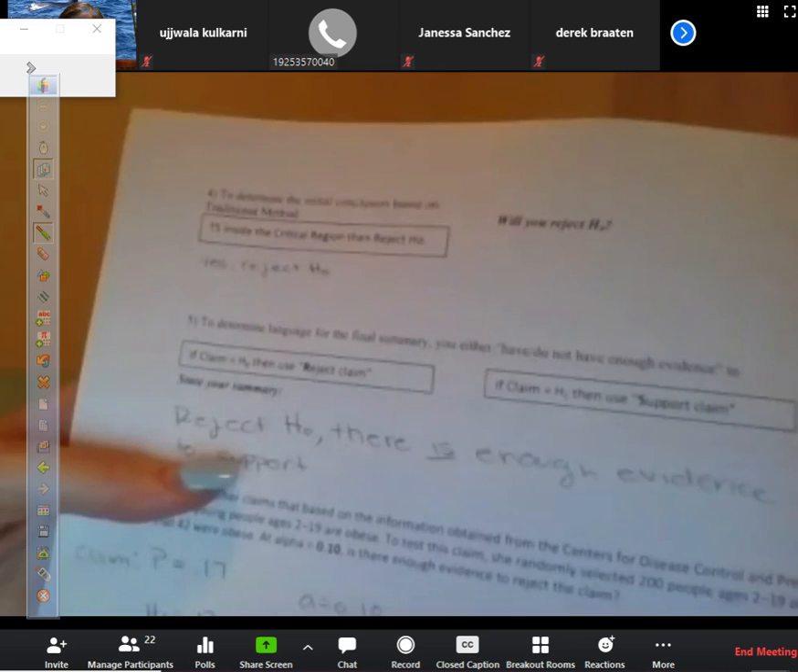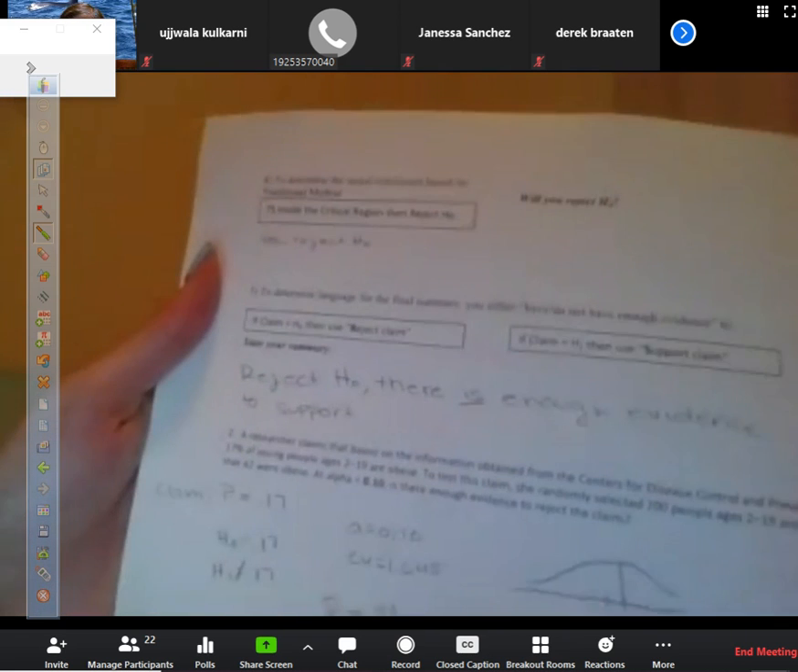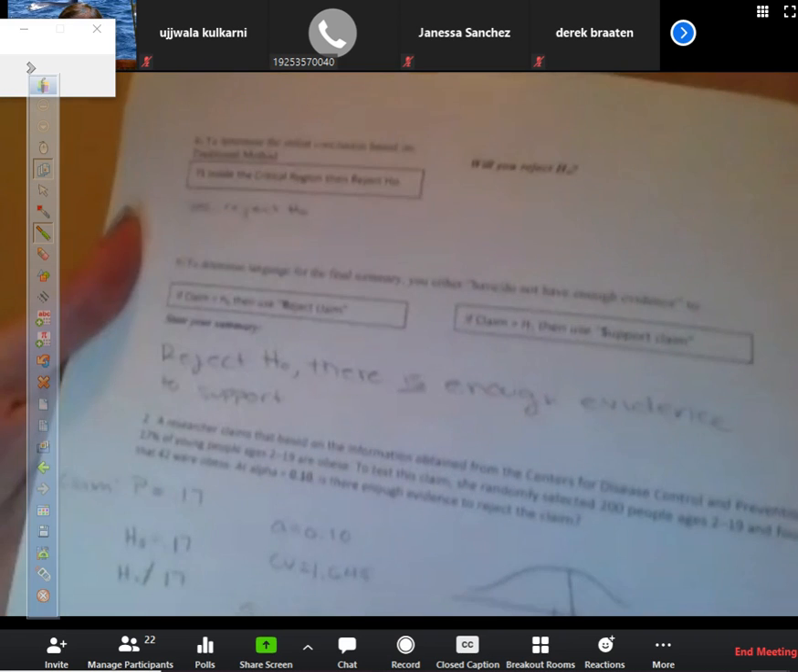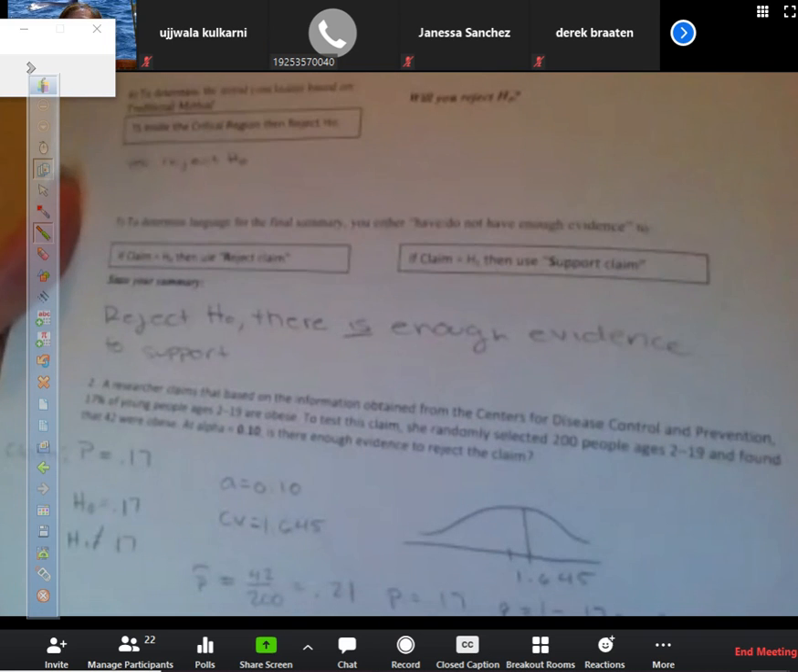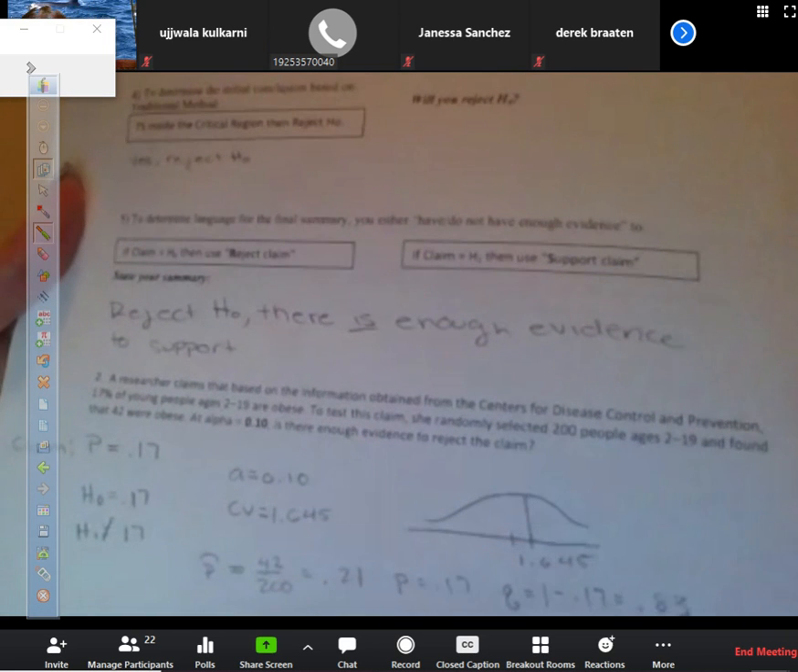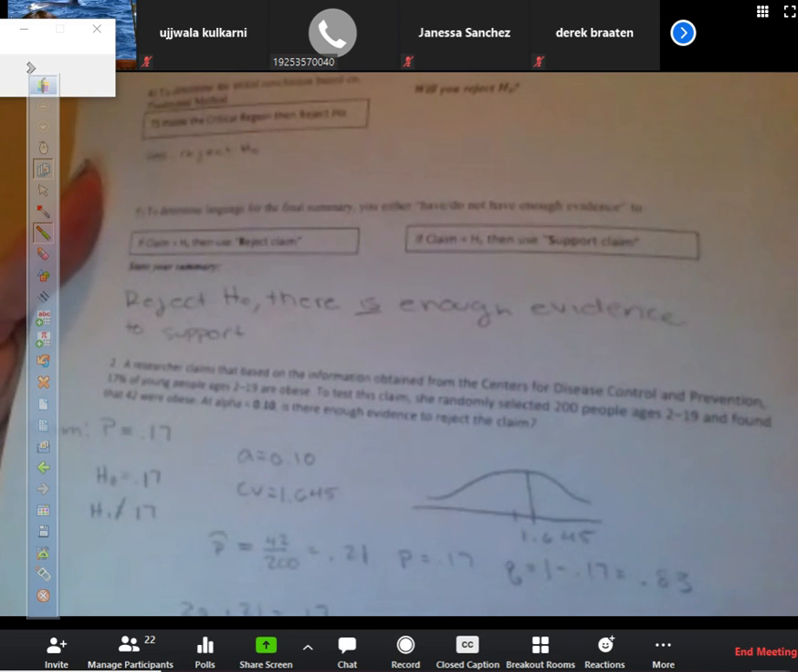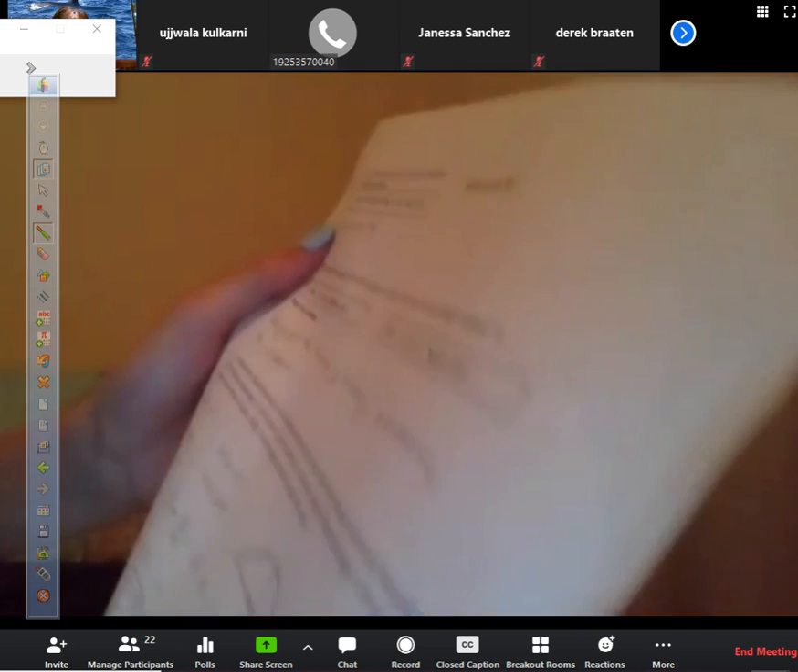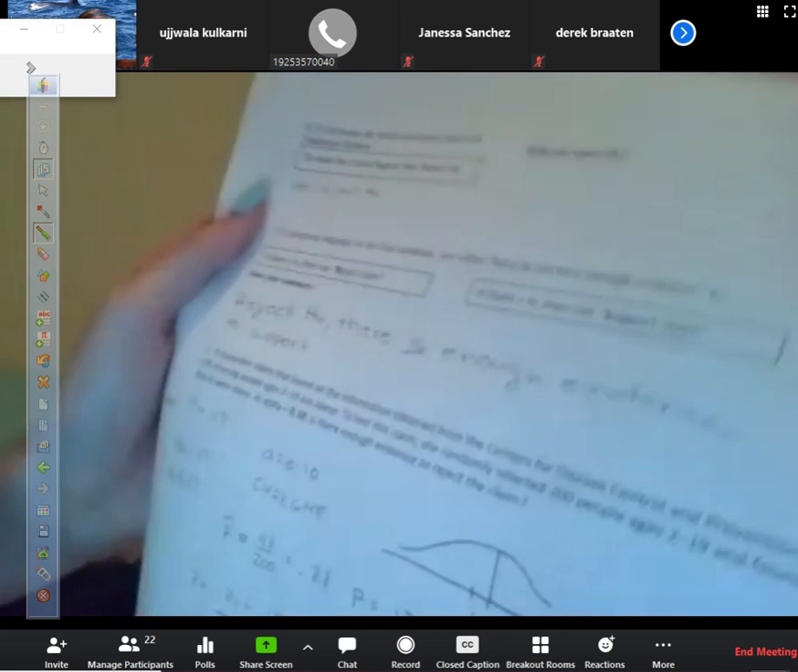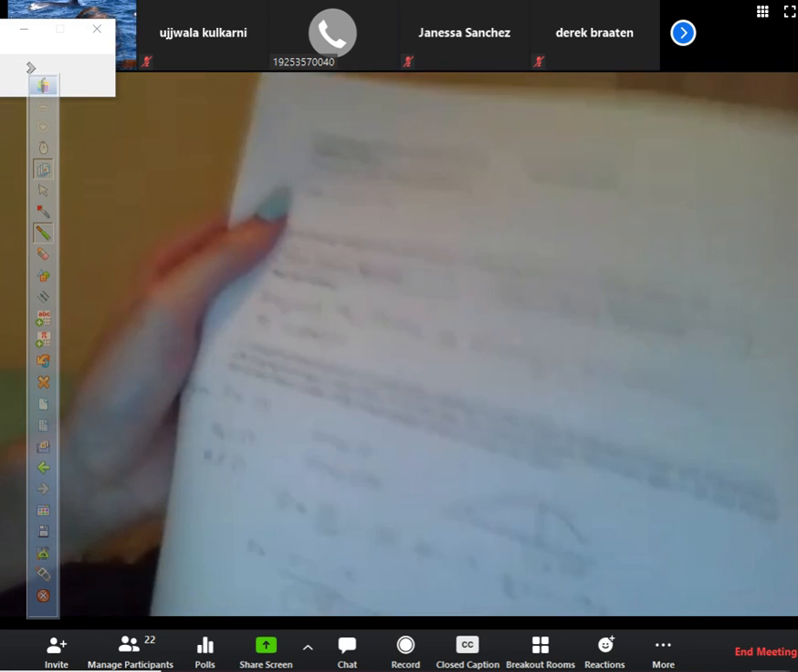And then you reject H naught, because there's enough evidence to support the claim. Then you have to see what the claim is. I know you guys are like, do I have to write down the claim? Yes, because that's what gives it meaning. The claim that blah, blah, blah. Just write it down verbatim. It's fine. Good.